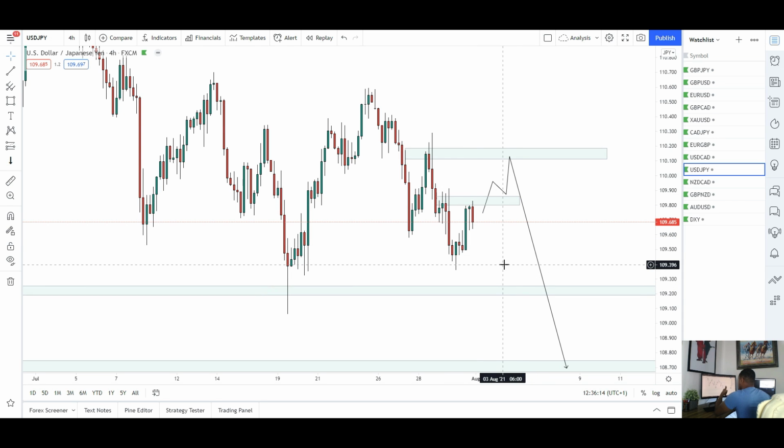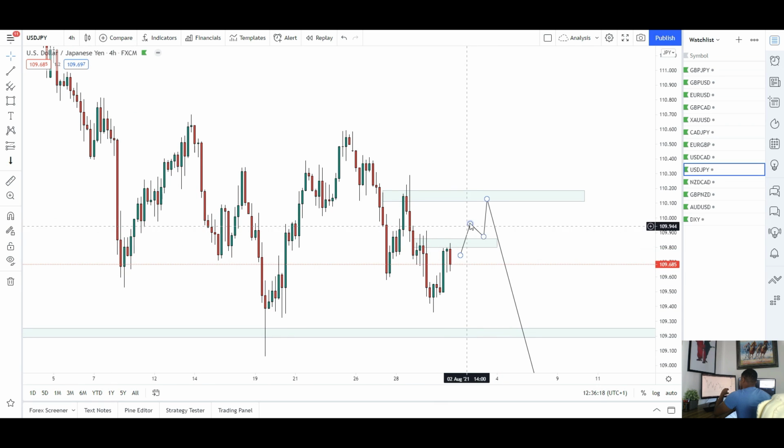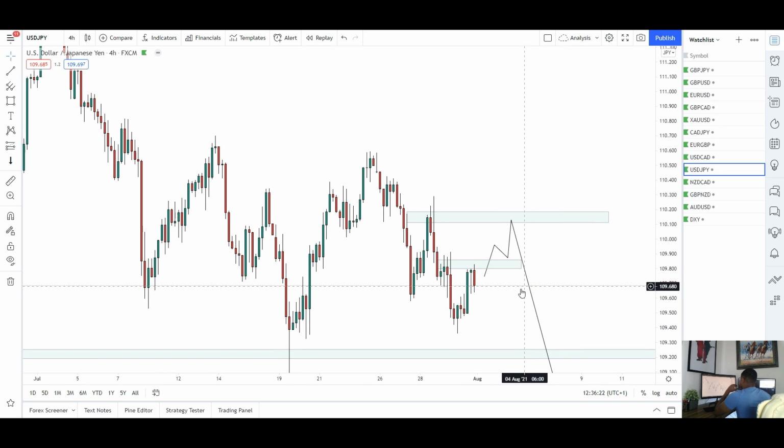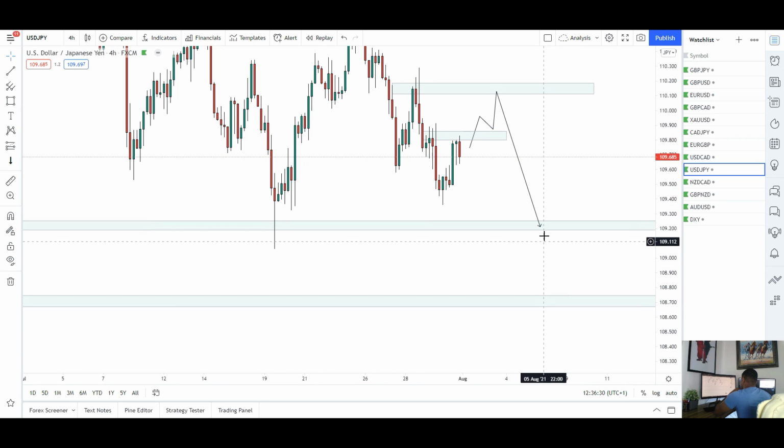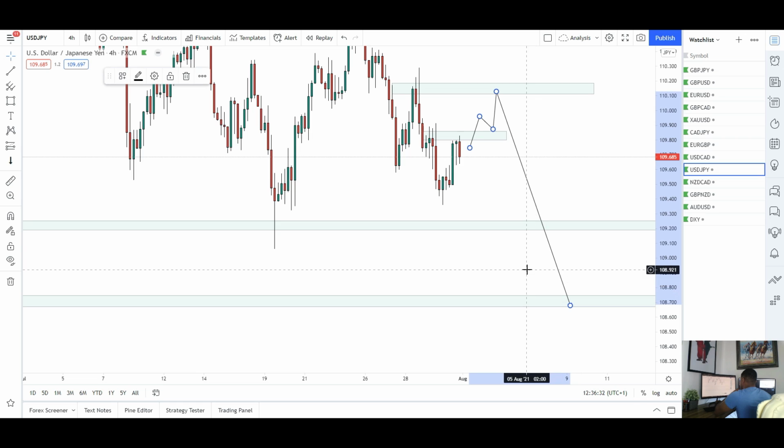So we could be looking for shorts quite early on in the week for USD JPY, or if you can break through this area, retest this area up here, and then come down. So either way, as long as we stay below that 110,200 mark, looking for those shorts for JPY, with our first target being this support here, and the second target being this support all the way down there.